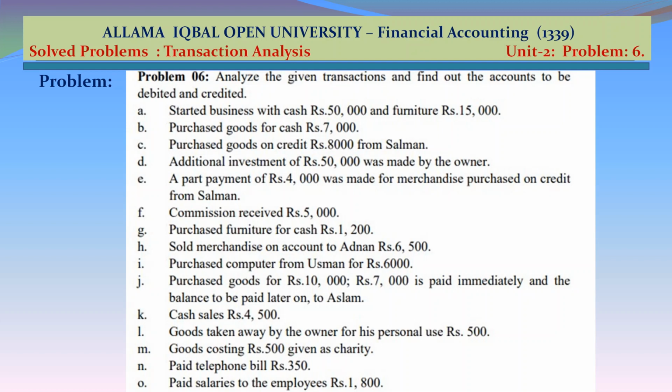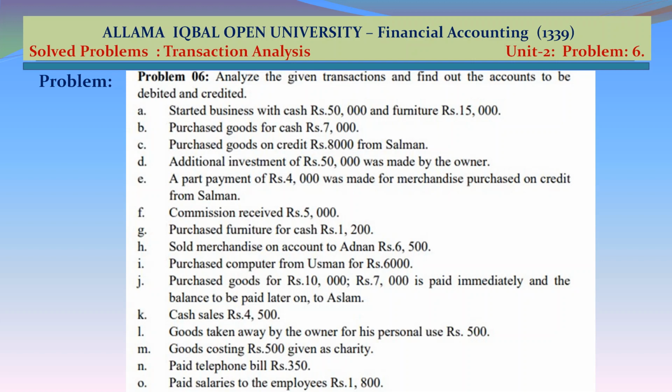D. Additional investment of 50,000 rupees was made by the owner. E. A part payment of 4,000 rupees was made for merchandise purchased on credit from Salman. F. Commission received 5,000 rupees. G. Purchased furniture for cash 1,200 rupees. H. Sold merchandise on account to Adnan rupees 6,500.